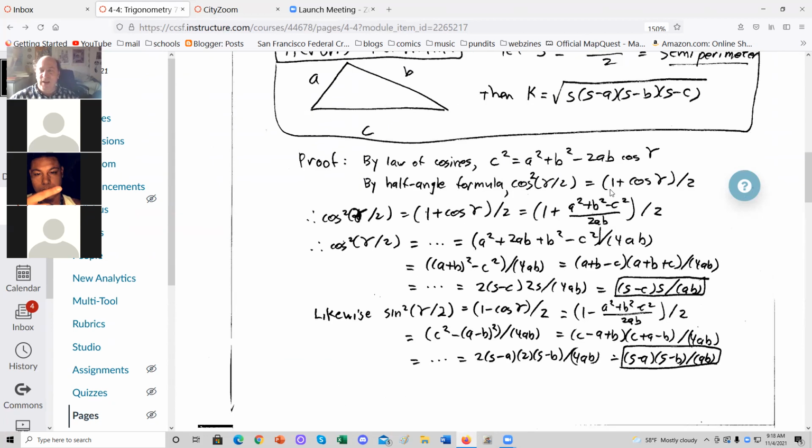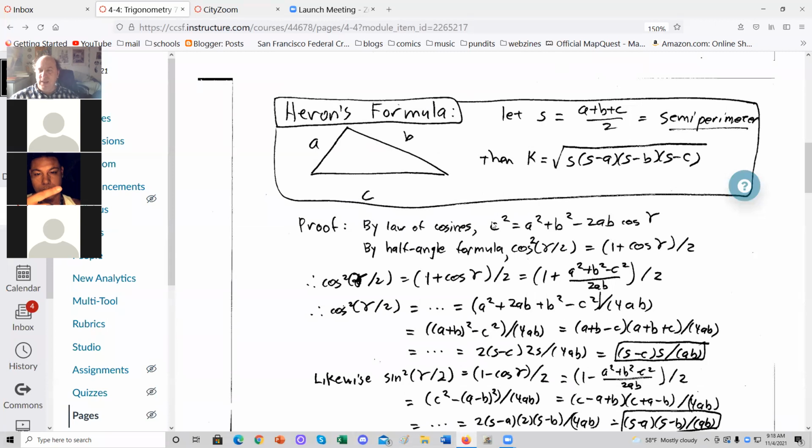Let's start with the law of cosines: c squared equals a squared plus b squared minus 2ab cosine gamma. And the half-angle formula is that the square of the cosine of gamma over 2 is (1 plus cos gamma) over 2. So cos squared gamma over 2 is (1 plus cos gamma) over 2, and then we use what I call the arccosine law: cosine gamma is (a squared plus b squared minus c squared) over 2ab.